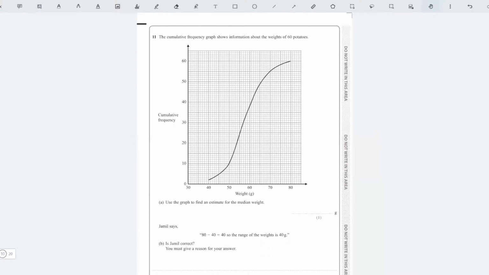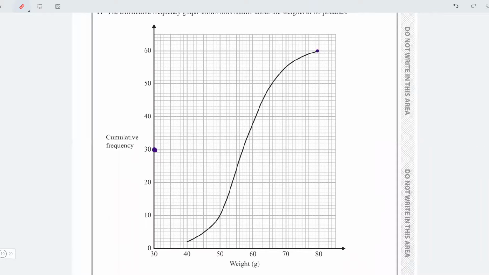Okay, the next one. We've got a cumulative frequency graph and we have to work out the median. Well, your graph goes up to 60, doesn't it, here? So I need to go across 30. Let's see if I can zoom in. I've got my ruler.